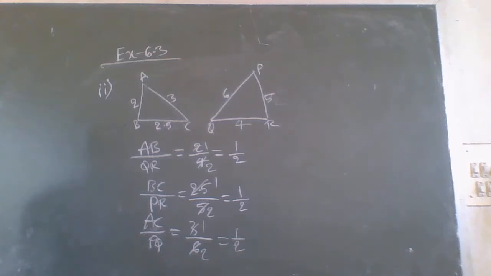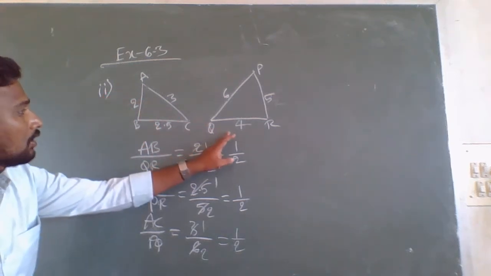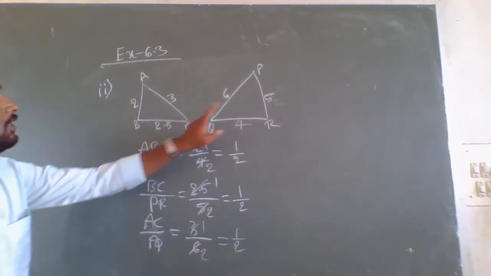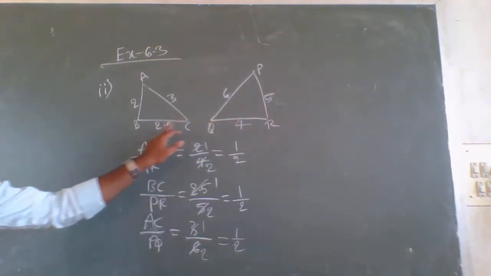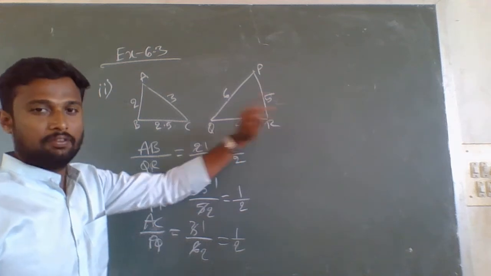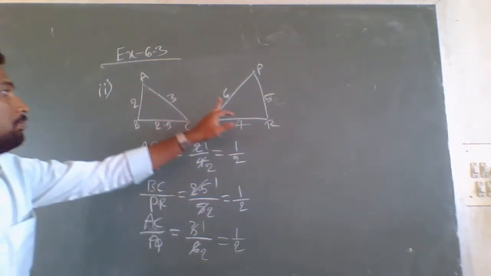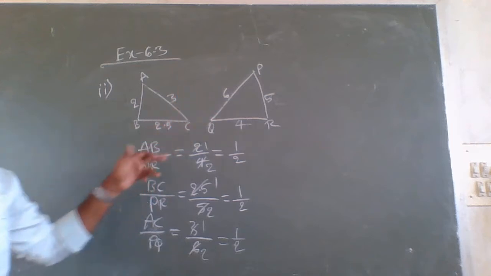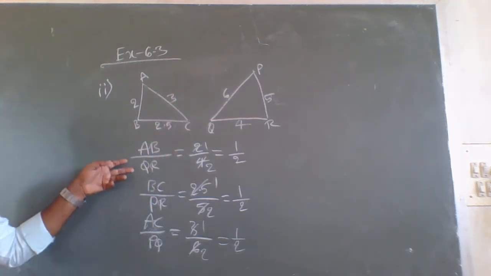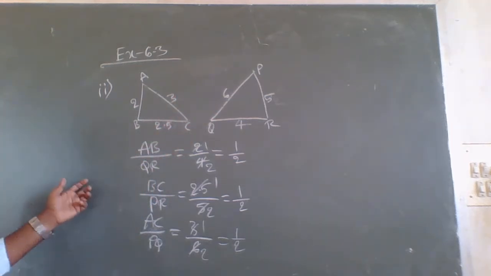So I will check with the sides whether I will get the same proportional value or not. By using that proportionality, I will consider the sides. Therefore, I considered here AB by QR, 2 by 4, BC by PR, means 2.5 by 5. Like this only, AC by PQ means 3 by 6. In all the cases, I will get the answer as 1 by 2 only. Therefore, corresponding sides are proportional.